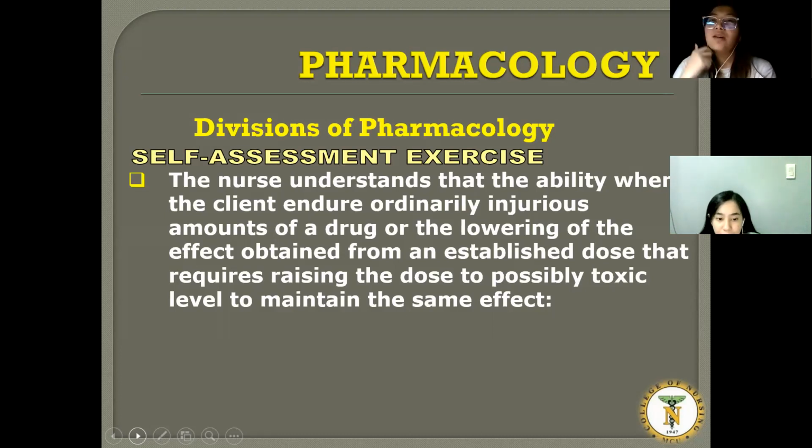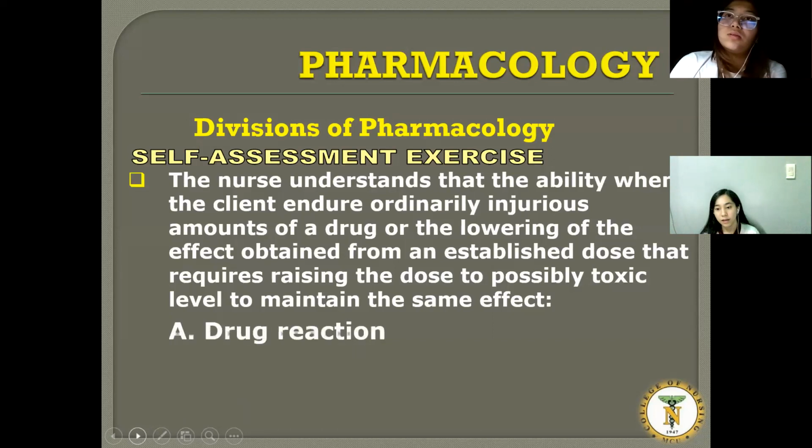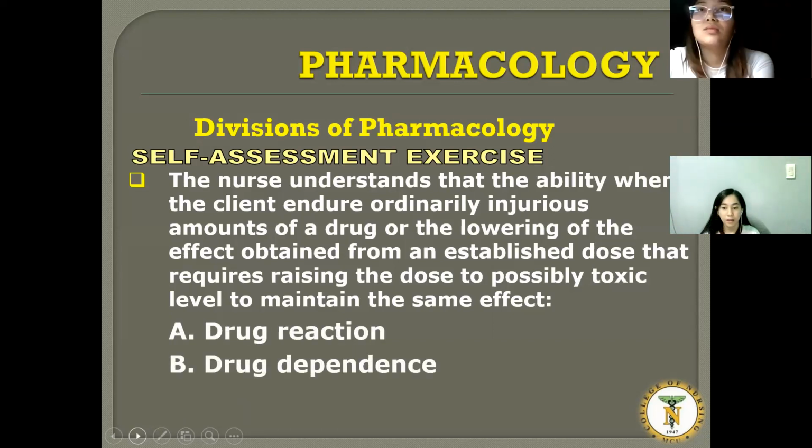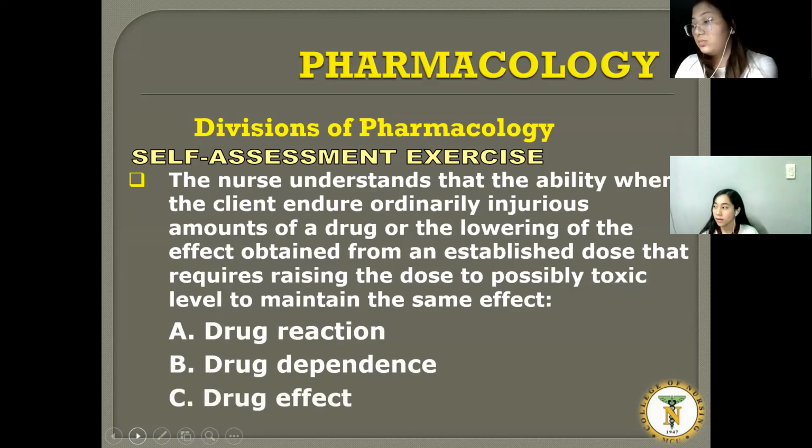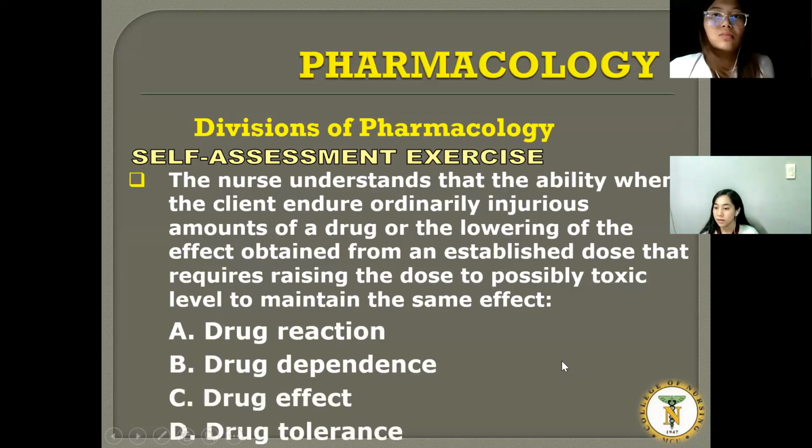The nurse understands the ability when the client endures ordinarily injurious amounts of drug, or the lowering of the effect obtained from an established dose that requires raising the dose to possibly toxic level to maintain the same effect. Same reaction. Ano daw? So what will guide you is definitely to get those terms or parts of the question that will guide you. So let's proceed with the choices. Is it drug reaction? Is it pertaining to drug dependence? Is it related to drug effect? Or is it related to drug tolerance?